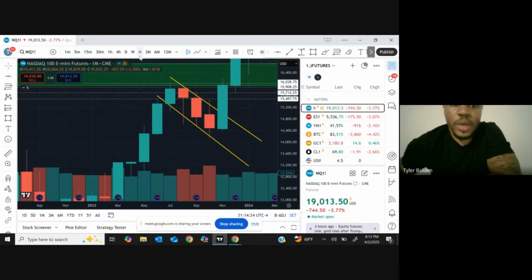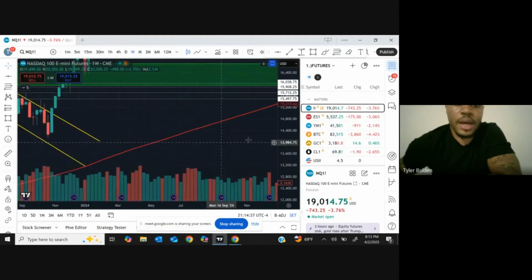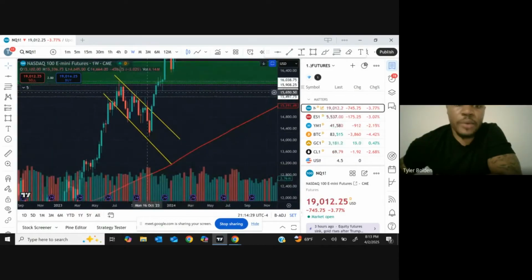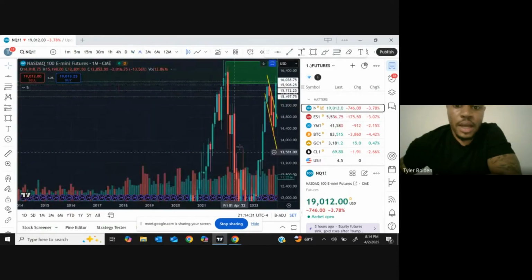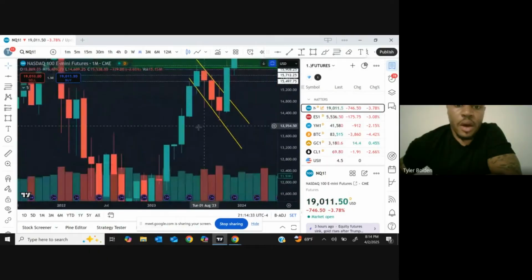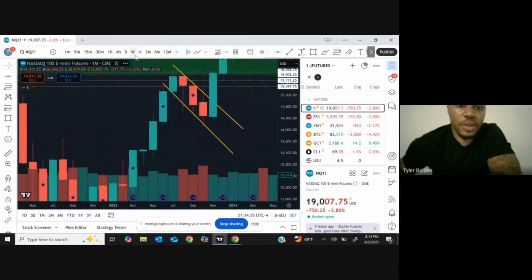Now, if this is on a weekly time frame, let's see if we can find it. So boom. Even with that, you see this right here? I drew this bull flag on a monthly, and it still shows up on a weekly.